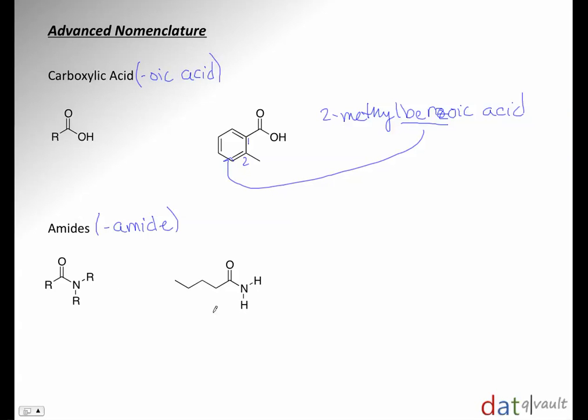Let's look at this amide as an example. This amide right here has a 5-carbon chain, so it's going to be simply named pentanamide.